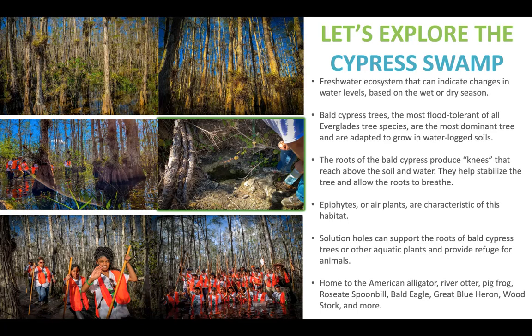So teachers teaching about adaptations, here's a great example of a plant or a tree that you can talk about. The roots of the bald cypress produce these knees, and I will point them out with the mouse here. These are those knees that we're talking about. They can reach above the soil and the water, and those knees, scientists believe that they help stabilize the tree and allow the roots of the tree to breathe. You can see lots of epiphytes or air plants on the bald cypress trees as well.